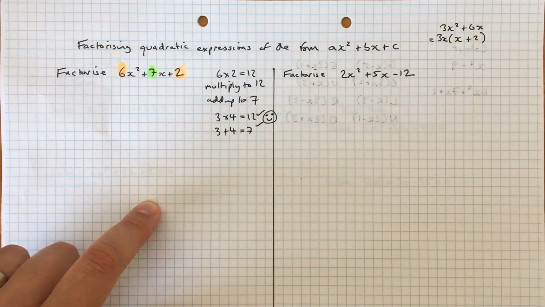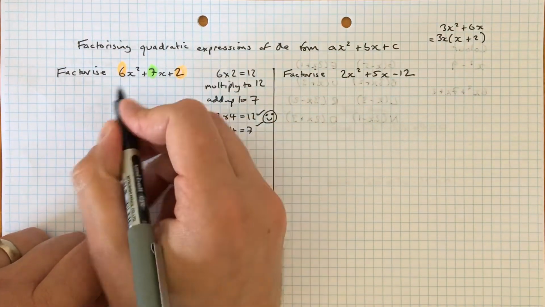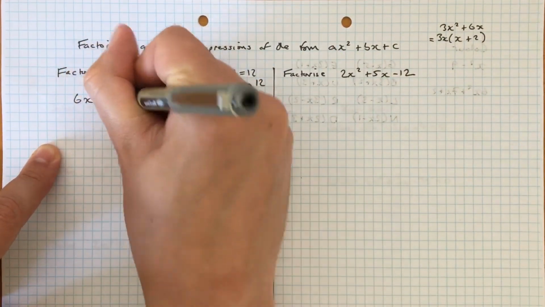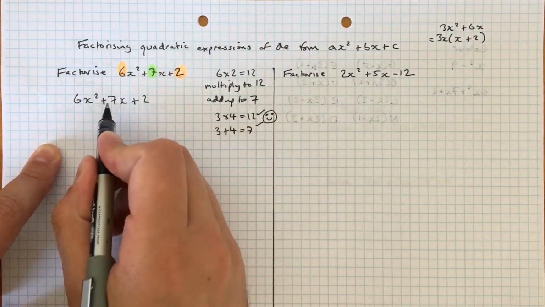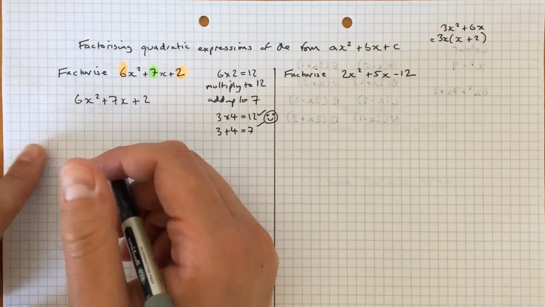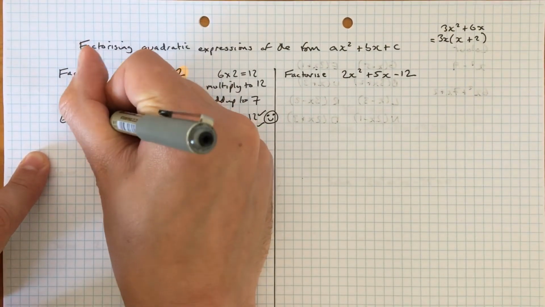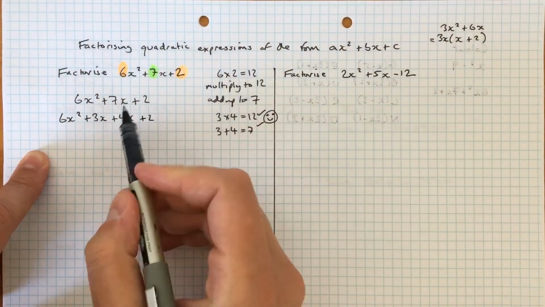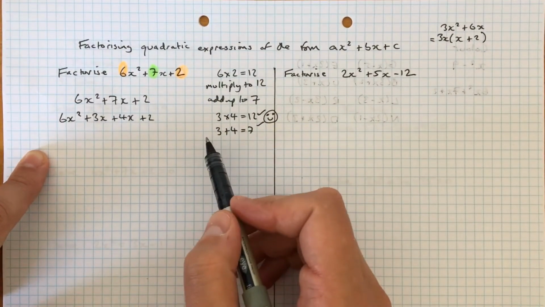So what we use this 3 and 4 for is we split up our middle term, our x term. So what I'm going to do is move over here and write it out again, just so I've got a little bit more space. I split this middle 7x up into a 3x and a 4x. So I'm going to write that out as 6x squared plus 3x plus 4x plus 2. And the reason I've split it into 3x and 4x is because I decided 3 and 4 are my magic numbers, if you like.